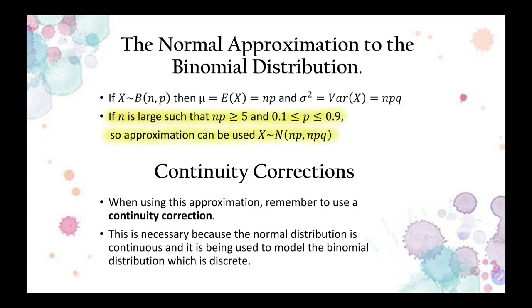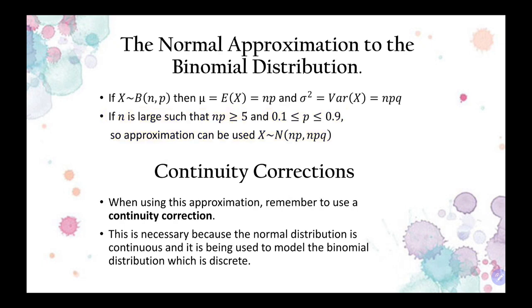is between 0.1 until 0.9, so approximation can be used: X is normally distributed with np and npq. Maksudnya, kalau soalan tu ada kaitan dengan binomial, dia bagi total n dia berapa tu binomial, dan n tu besar di mana bila kita darab n times p dapat besar atau sama dengan 5 dan probability dia p nya di antara 0.1 hingga 0.9, so kita perlu ubah kepada normal.